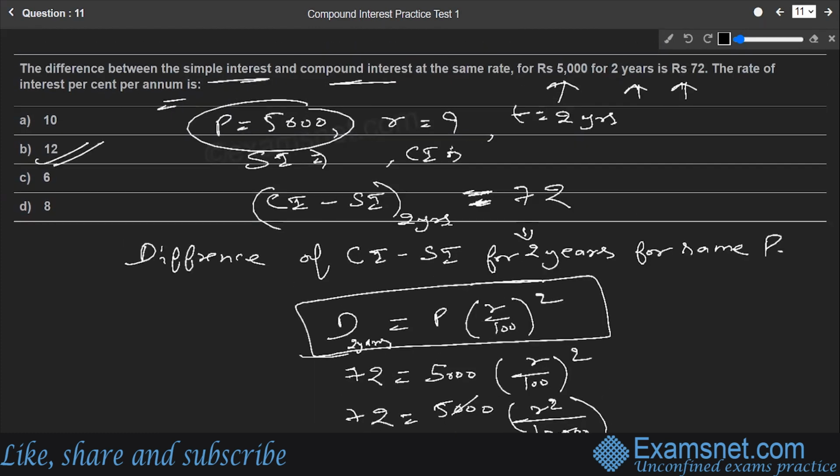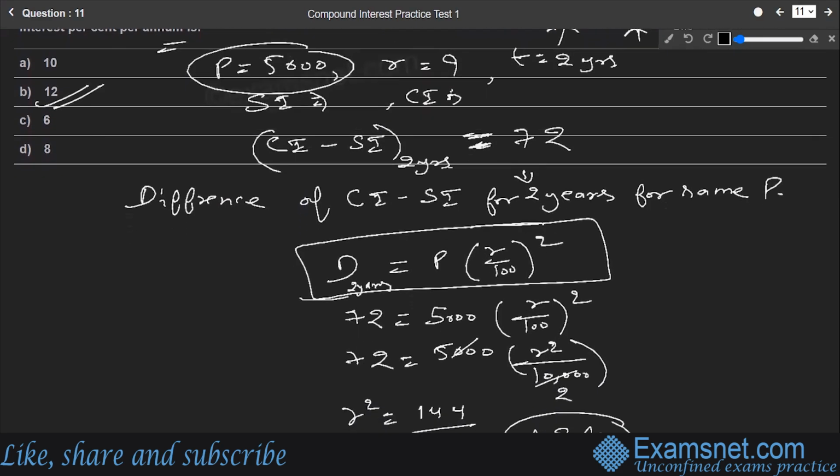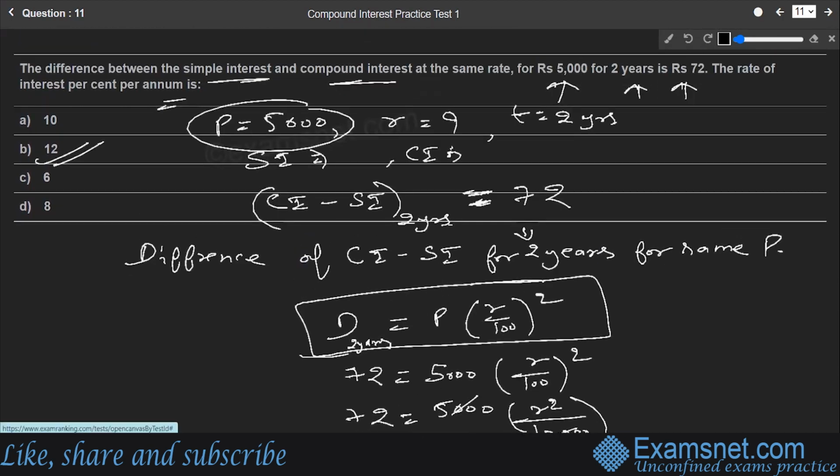If somebody doesn't want to go with this formula, then the another way you can do it is find out the simple interest first in terms of rate of interest R, find out the compound interest in terms of rate of interest R, then subtract and then make it equal to 72. But in that situation, there could be a quadratic equation formed, which is a lengthy way of doing the question like that. So this is a good way of doing, and the answer has reached in no time.